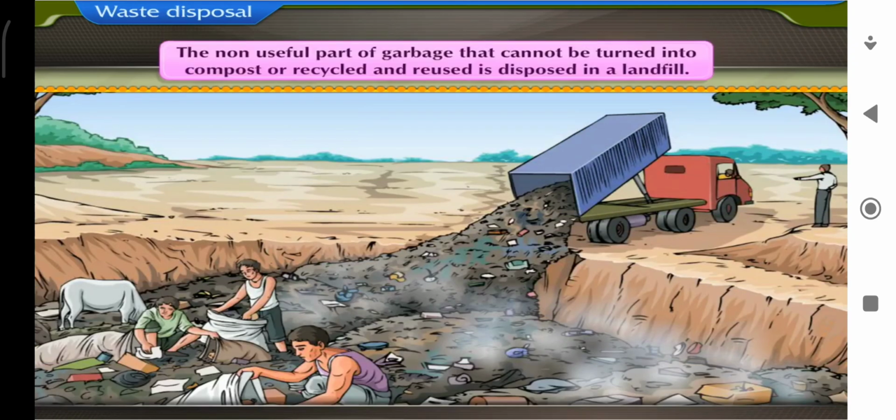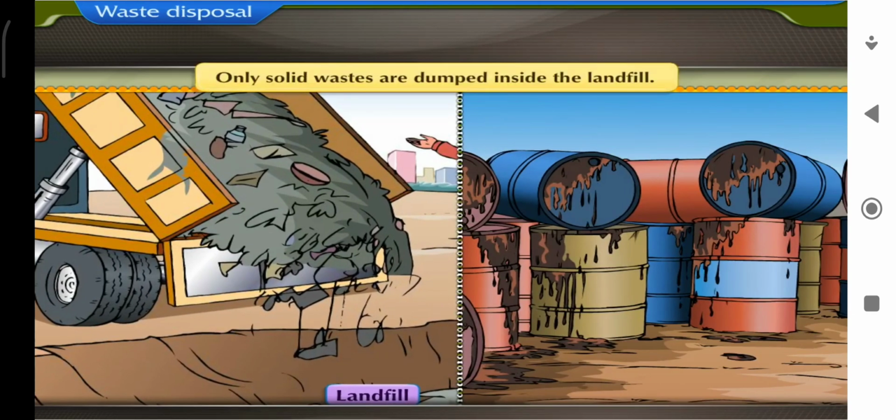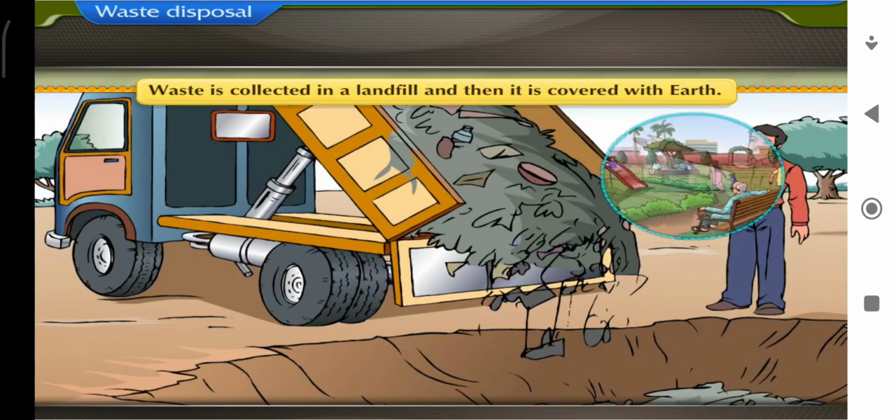The non-useful part of garbage that cannot be turned into compost or recycled and reused is disposed in a landfill. Landfill is a low-lying area of ground where garbage is dumped. Only solid wastes are dumped inside the landfill. Waste is collected in a landfill and then it is covered with earth. It is then either converted into parks or a playground.